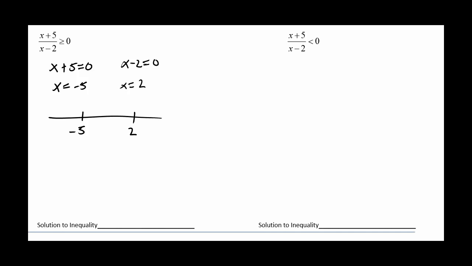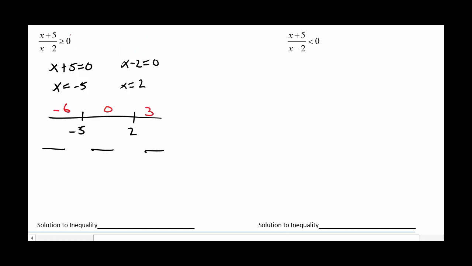So now we just need to pick some test values. So something smaller than -5 like -6. Something in between -5 and 2 like 0, it's always a good candidate. And something bigger than 2 like 3. And those are the numbers that we're going to use to evaluate these fractions. Now I'm going to go ahead and set up a fraction bar, and you'll see why in a second, to help me remember that I'm dividing this whole time.